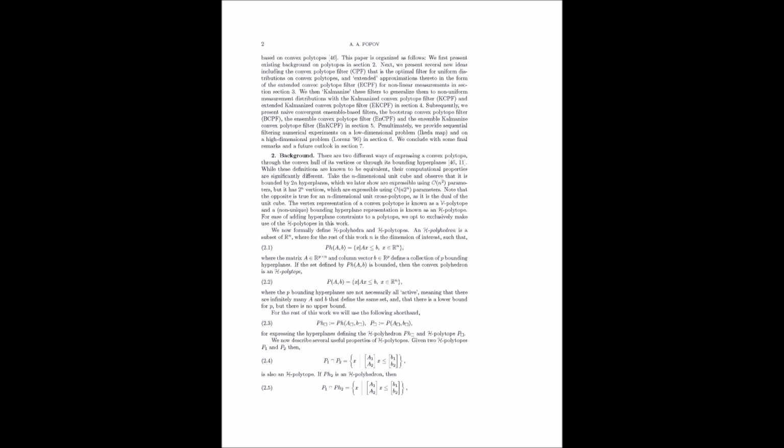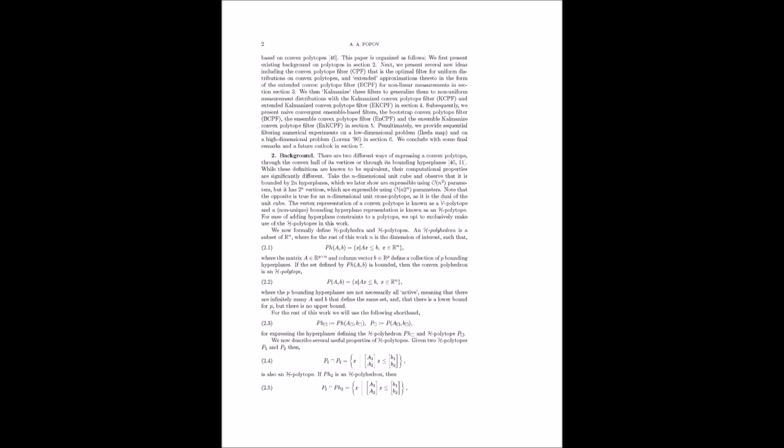And then, just like in the original CPF, the posterior in the ECPF is approximated as the uniform distribution on the intersection of the prior H polytope and that approximate measurement polyhedron. So it's essentially forcing the nonlinear problem into a linear framework. That's right.